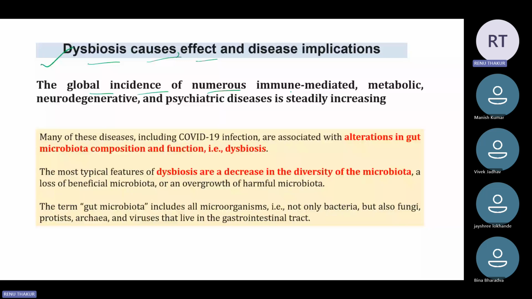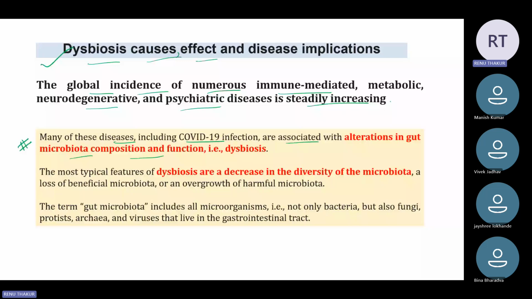diseases is steadily increasing. So you can see here, there are so many diseases, immune mediated diseases, metabolic, neurodegenerative and psychiatric diseases, because we know that our gut microbiome also protects us from so many mental disorders. So you can see all these incidents are increasing day by day, and the reason is obvious. What is the reason? So many of these diseases, including COVID-19 infections, are associated with alteration in gut microbiota composition and function. This is very important.